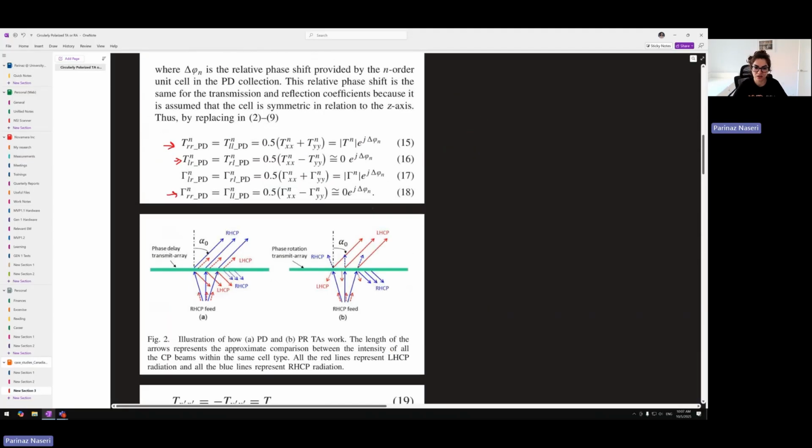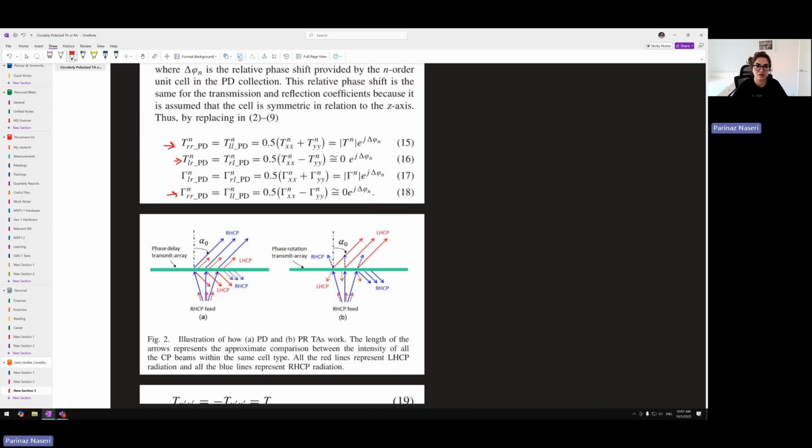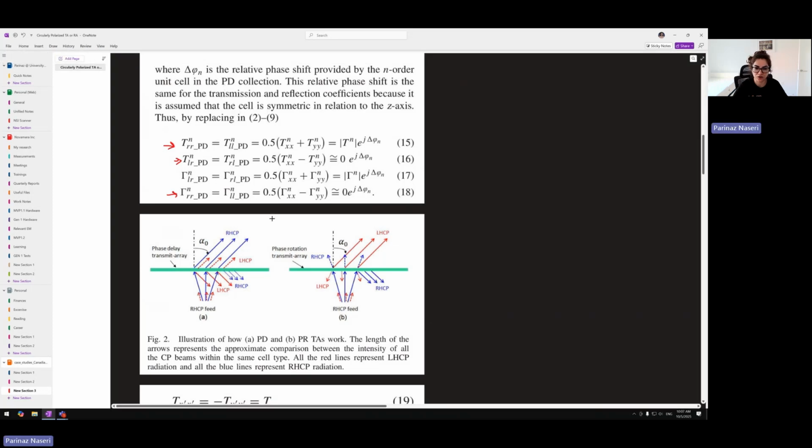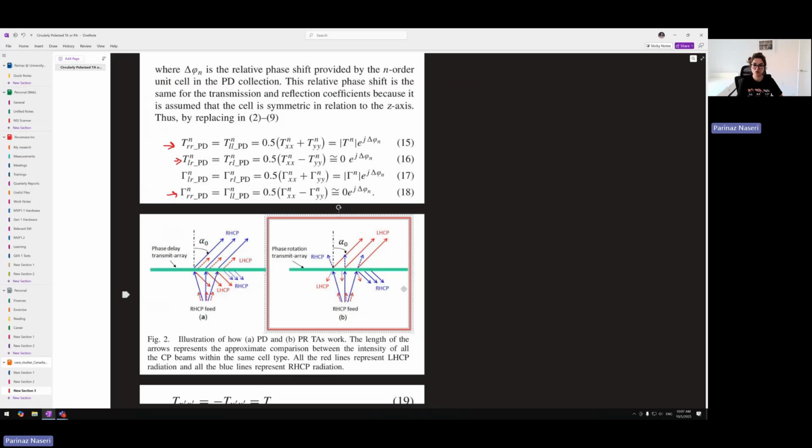Now let's go to the second one. Okay, so this is what I covered so far. This is the case I covered so far, phase delay. This is the simple design of the unit cell. Okay, and at this point, I'm going to stop. I'm going to let you digest the phase delay.